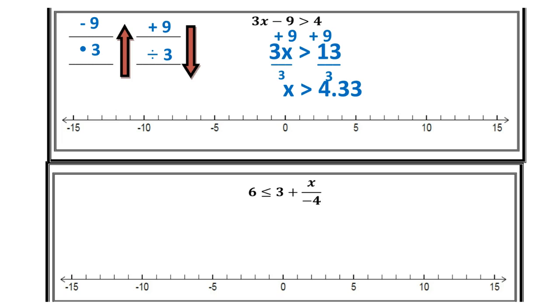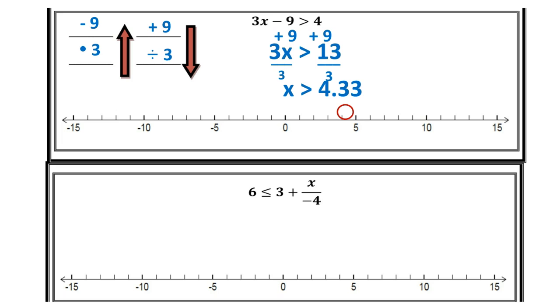When I plot a decimal or fraction on a number line, I need to find the two numbers that the value is going to be in between. Now this is going to be an open circle because it's just greater than, not greater than or equal to. So I need to find a value above 4.33 and a value below. It's going to be between 4 and 5. It's going to be about a third of the way past 4. So as long as I see that it's close to that, your estimation is good.